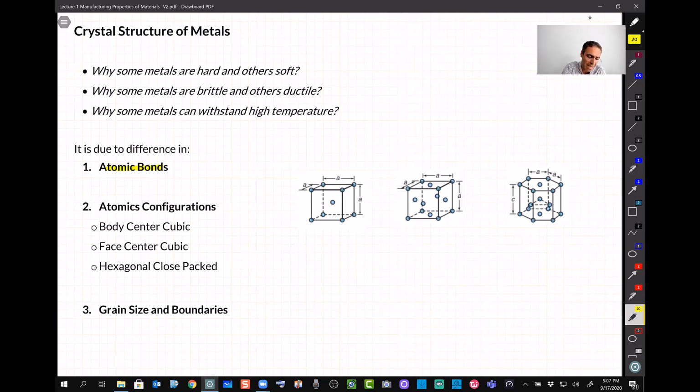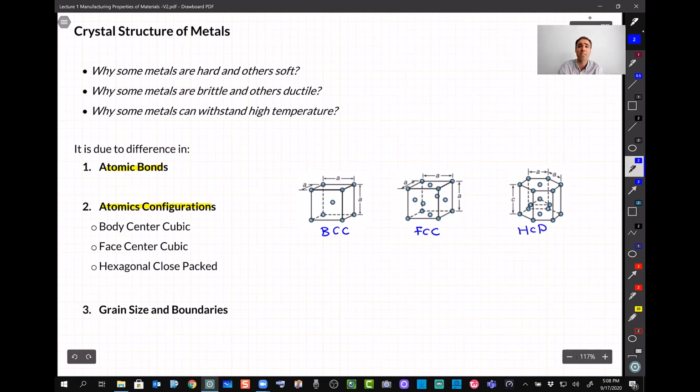The second reason is how atoms are sitting next to each other. Is it, for example, a body-centered cube like this one, which we can show by BCC, with one atom at the center and 8 at the corners of this cube? Is it a face-centered cube, or a hexagonal close pack like this configuration, or maybe any other configuration as well? But more important is the grain size and their boundaries. So what is grain size?